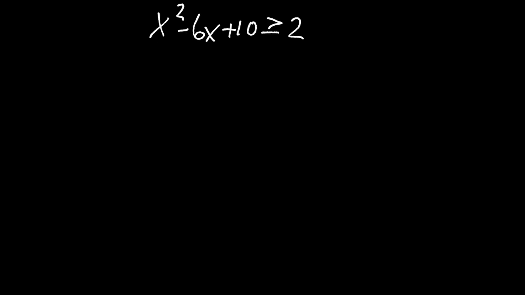Okay, for our last example here, we have x squared minus 6x plus 10 is greater than or equal to 2. I'm going to show you how to solve this inequality without having to graph this time. We're going to go strictly algebraically. The first step, like we did before, is still get 0 on one side. So we're going to subtract 2 from both sides. That gives us x squared minus 6x plus 8 is greater than or equal to 0.